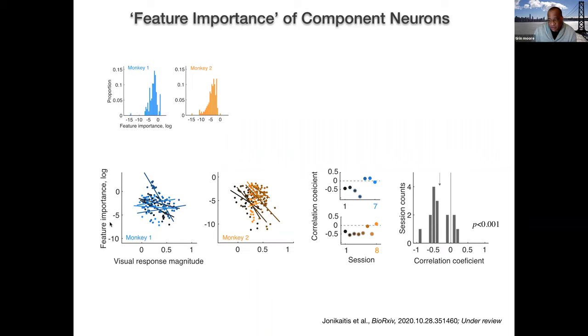These plots show correlations between the neuron's feature information and the magnitude of its visual response for each recording session in the two monkeys and for each neuron. These are for individual sessions, each line, and then for each animal we have the correlation coefficients across the population of neurons across sessions for monkey one, monkey two, and then pooled across both animals. So overall, this indicates that neurons conveying the most information about task rules were those with the lowest visually evoked activity, which was pretty surprising to us. In fact, we're still scratching our heads about that.